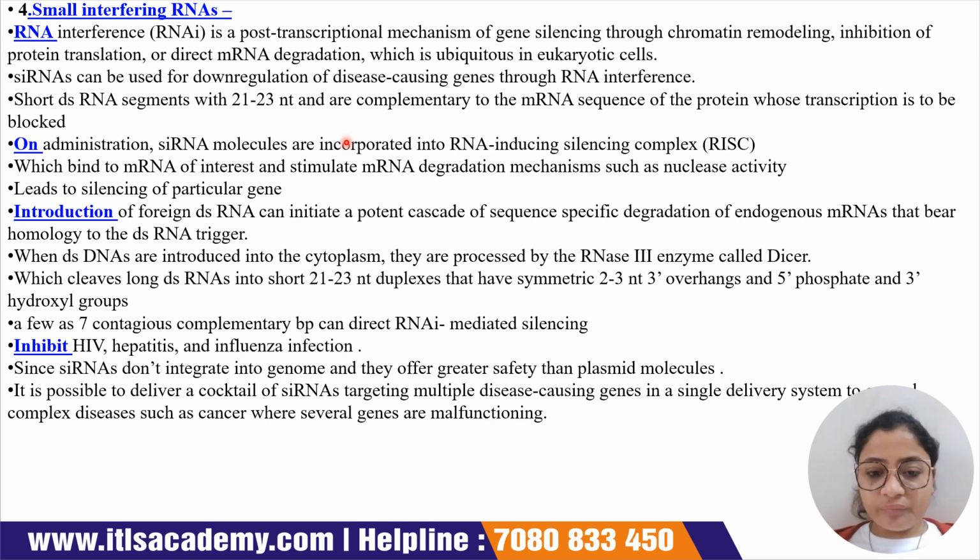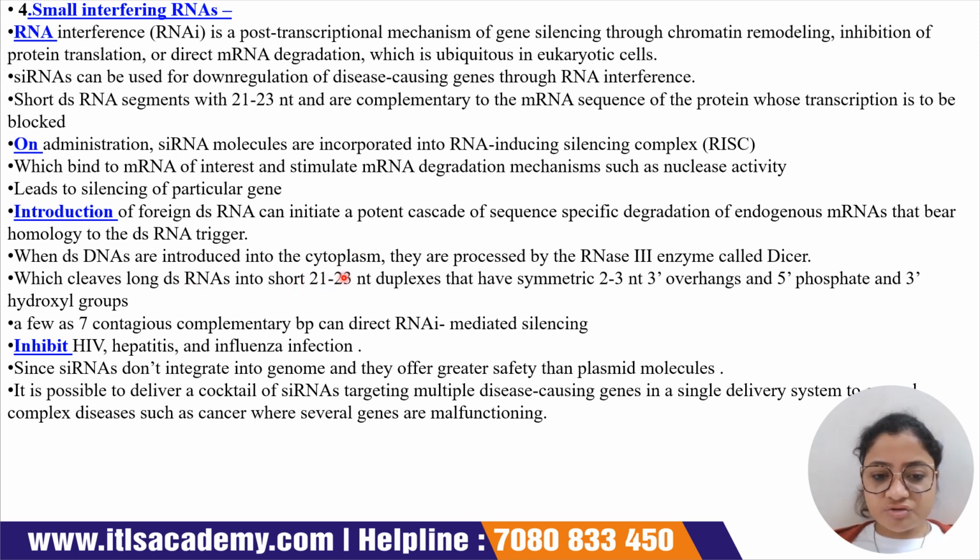So they have a length of around 21 to 23 nucleotides and they are complementary to the mRNA sequence of the protein which needs to be blocked, because overexpression of that protein is the trouble which is causing the disease. So we need to block the expression or the synthesis of that protein. In turn, we need to block the mRNA, and that's why this siRNA will simply go and form a duplex with the mRNA and thereby inhibit the production of the protein. On administration, the siRNA molecules will be incorporated into the RNA-induced silencing complex, also abbreviated as RISC, which binds to mRNA of interest. So now this RISC will go and bind to the mRNA of interest and stimulate mRNA degradation mechanisms such as nuclease activity, which leads to silencing of the particular gene.